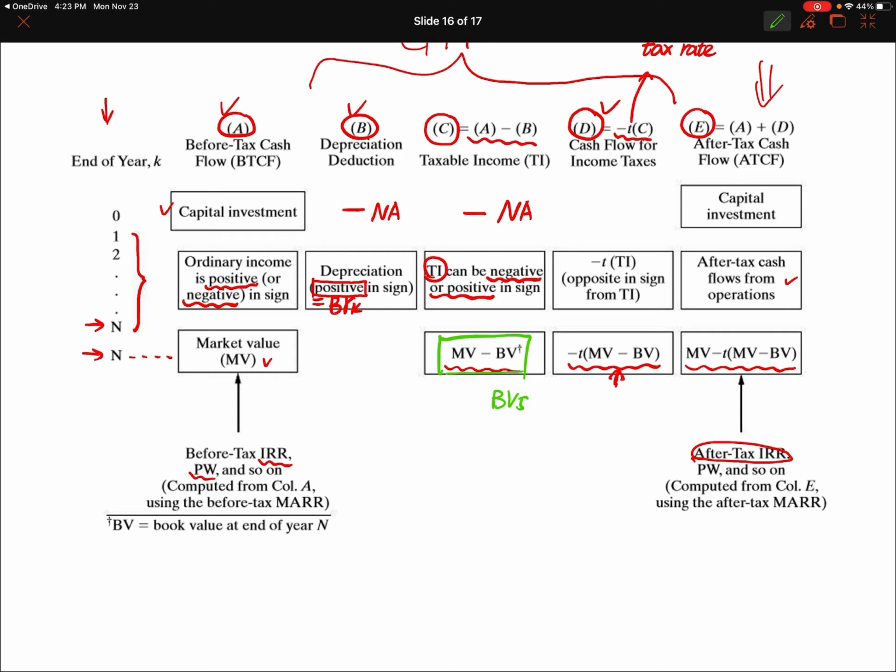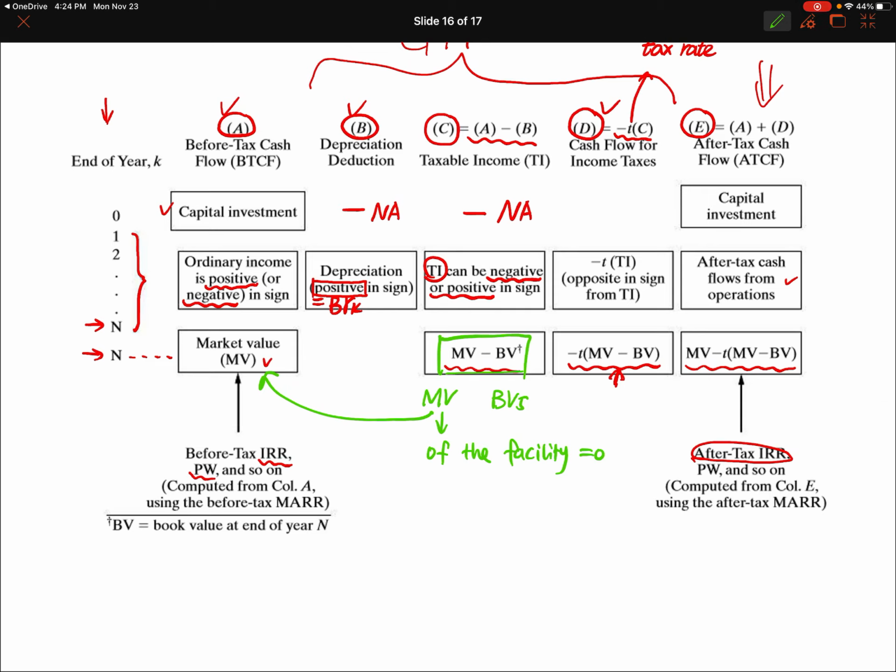Because you only have a 5-year project, and this BV5 is the BV of the equipment. Okay, and then what is the MV? Is the MV this one? No, because the MV is only the asset which is depreciable. Okay, that is the MV of the facility, which is 0.